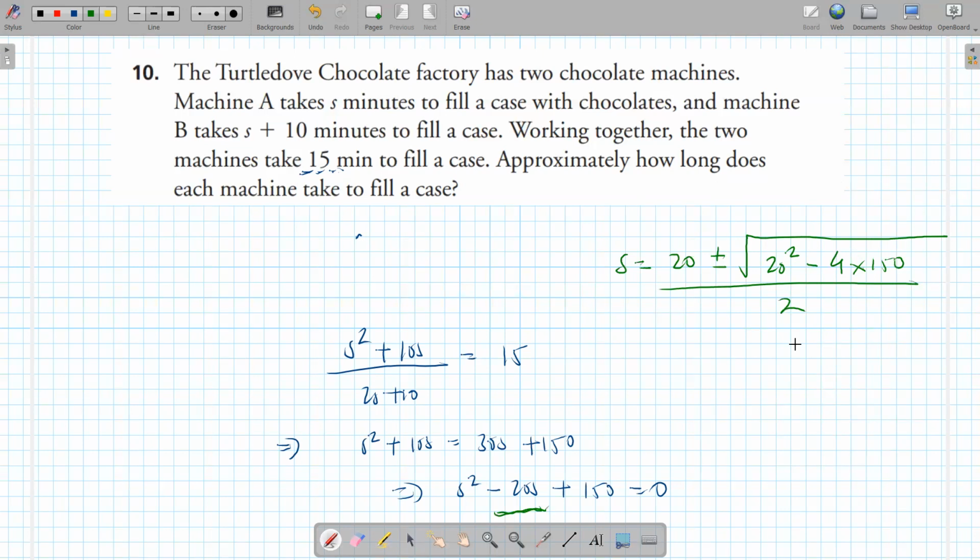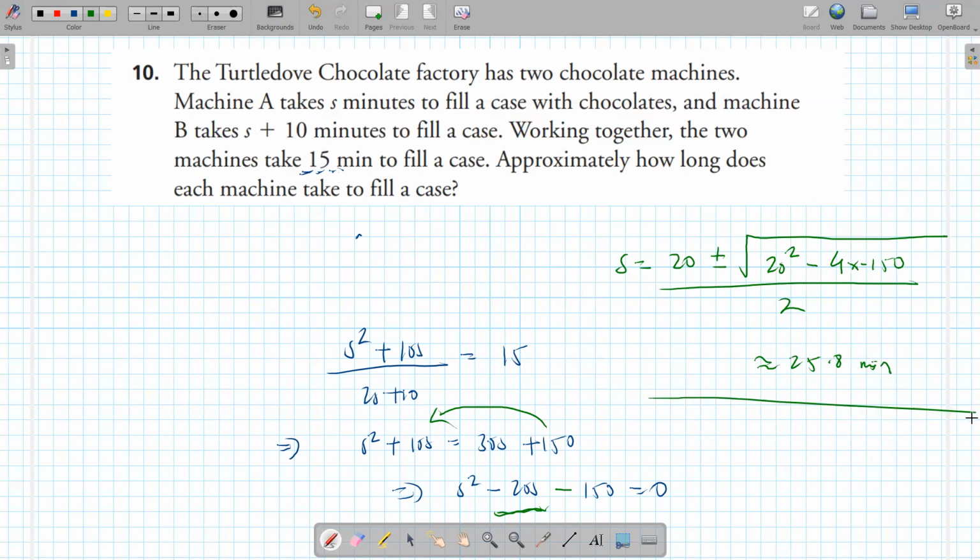Nope, this doesn't work because I again didn't put a negative sign here. This should have been -150. Now it should work. So that's 4 times, because when I moved this, I didn't put the negative sign. So let's try that again. 20 plus the square root of 20 squared minus 4 times -150, divided by 2. So the answer is 25.8 minutes for one of them.